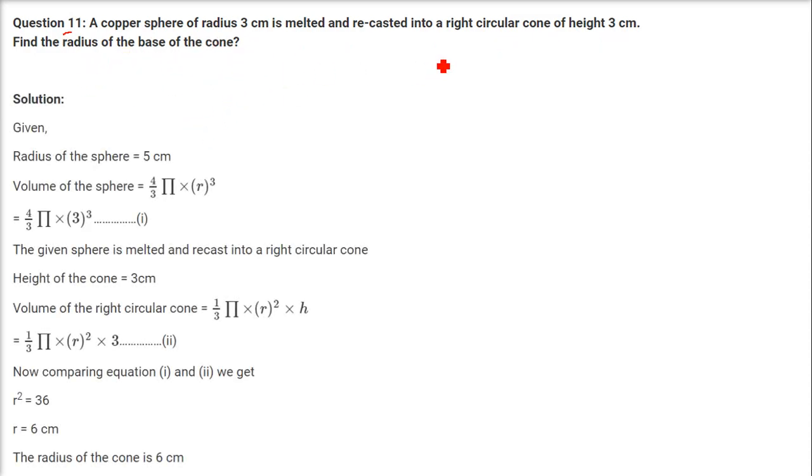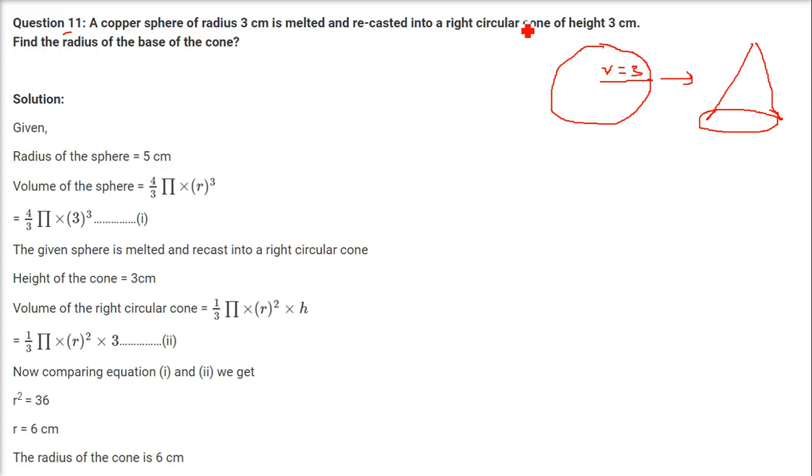So when this type of question comes, that means we have to equate the volumes. Copper sphere is there and it is recasted into a cone. So the copper sphere, the radius is 3 cm and the right circular cone, the height is given. The height is given as 3 cm. So we'll just equate the volume. That is, what is the volume of a sphere? It is 4 by 3 pi r cube.